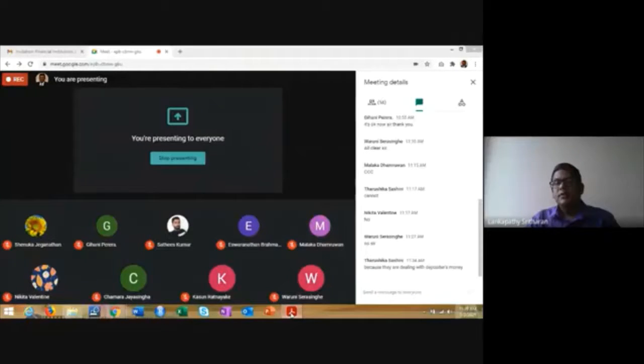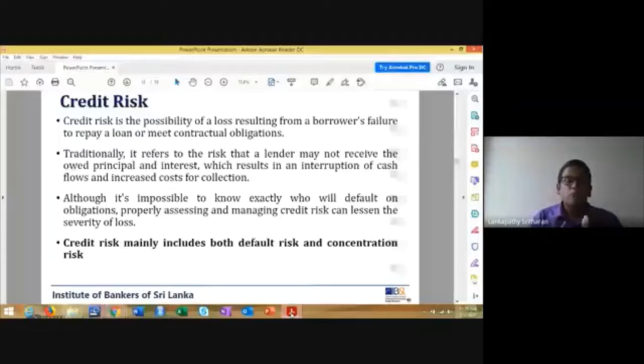What is concentration risk? Can someone just, very briefly, say what concentration risk is? I am telling you all that the last bullet point, credit risk, mainly includes default risk and concentration risk. I have already explained what default risk is: if a borrower fails to meet the loan repayment obligation, that is default risk. Okay, what is concentration risk?